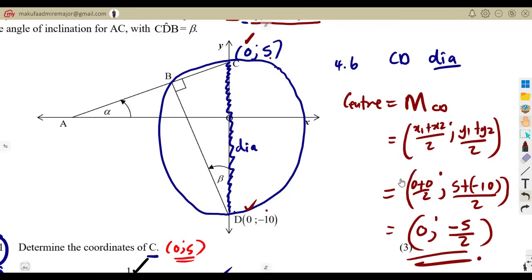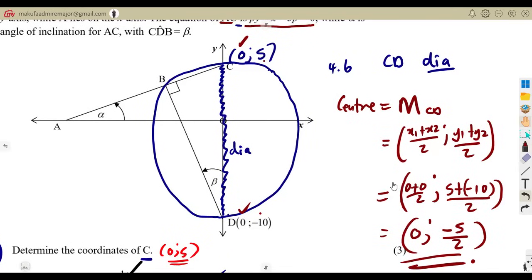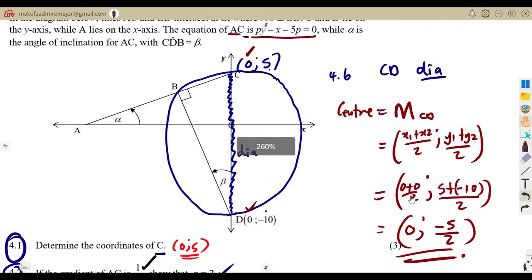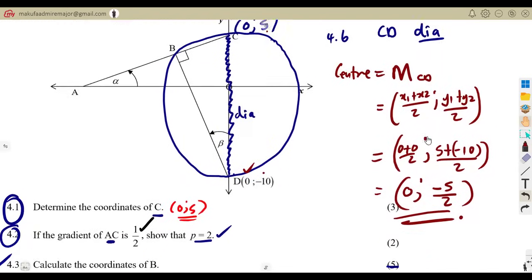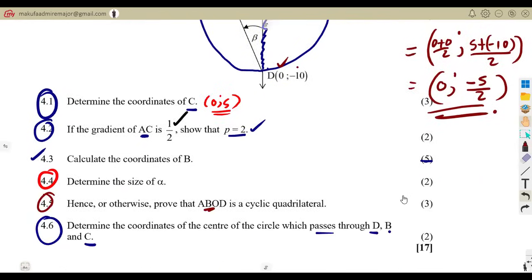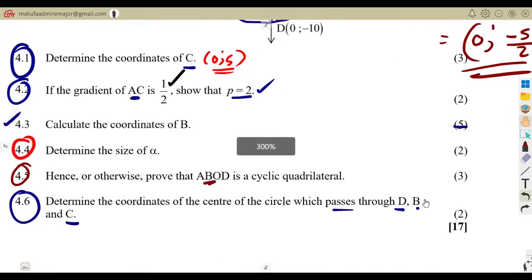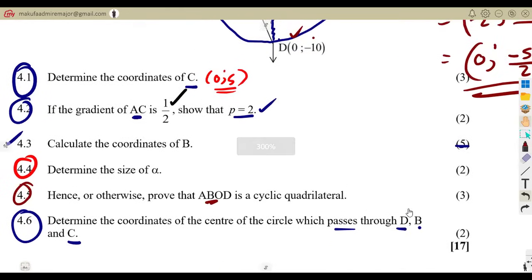In that case, from the midpoint concept, the midpoint concept can help us determine or have the center. That is what it means from our presentation, guys.